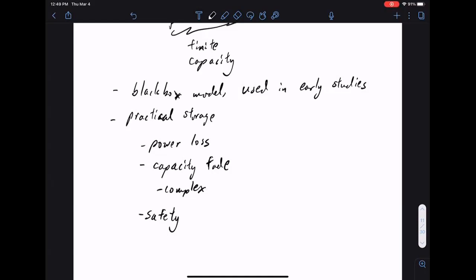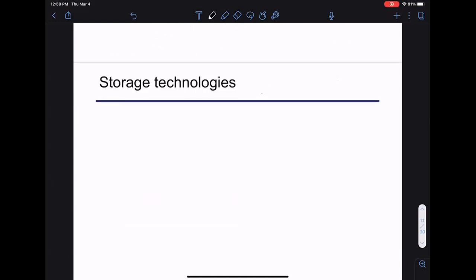Okay, so in this class we'll look at why these non-idealities exist, where they come from, and what different technologies we have. And then next class, we'll take a more system engineering perspective and think about how the storage should operate.